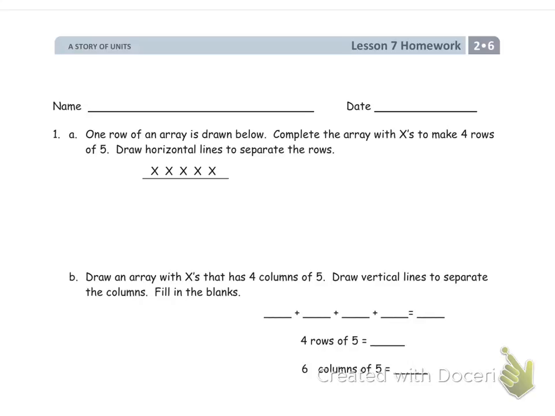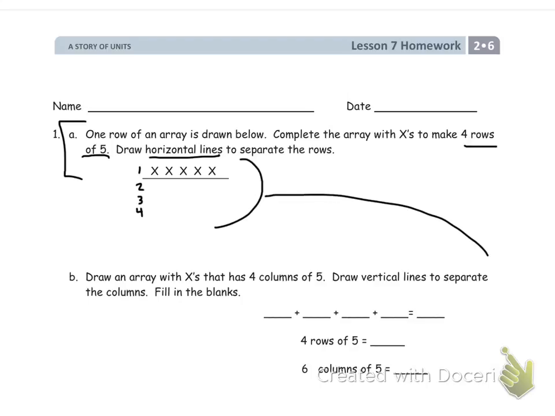Alright, so moving on to the homework. Feel like this is pretty self-explanatory. You just need to make sure that you have 4 rows of 5. So you have one row right here, so you would need to draw a second, a third, and a fourth row, so you have your 4 rows of 5, and then draw your horizontal lines. And then you're going to use this to answer some of the questions down here.